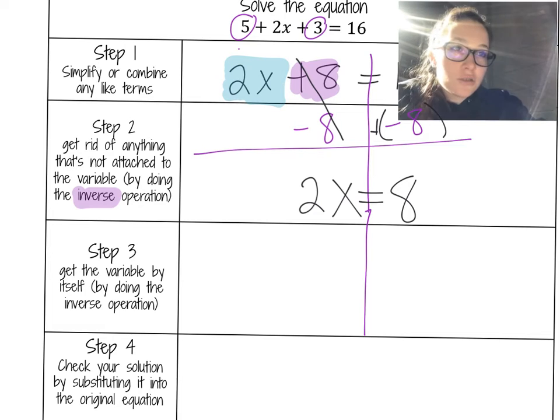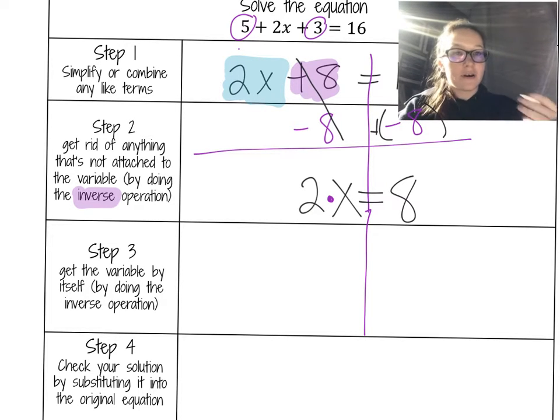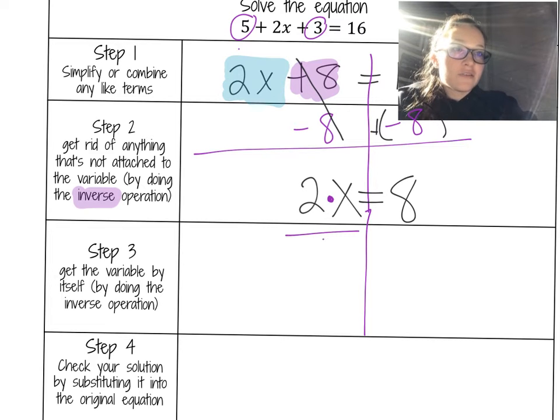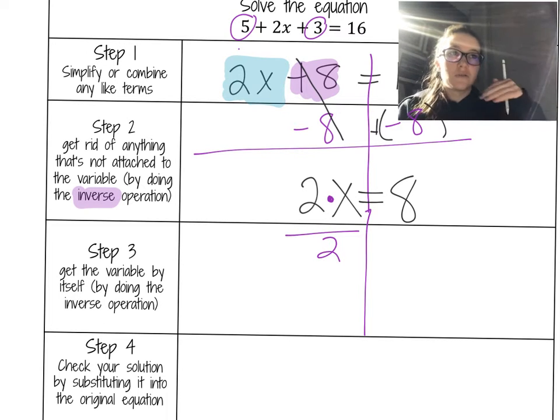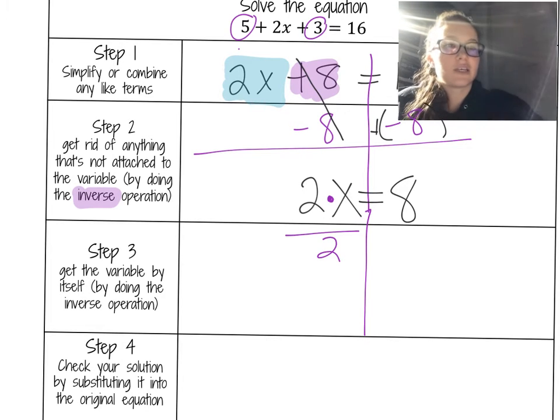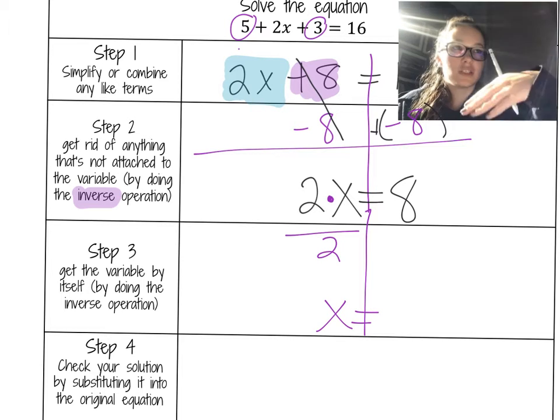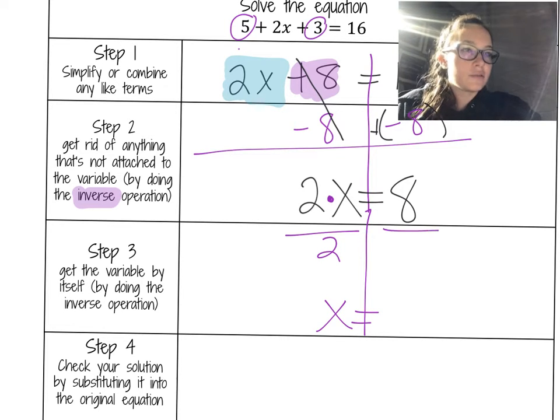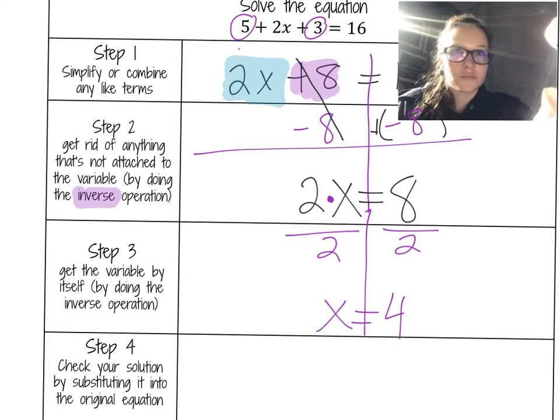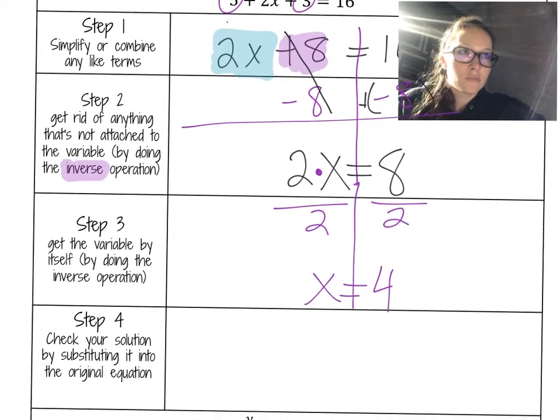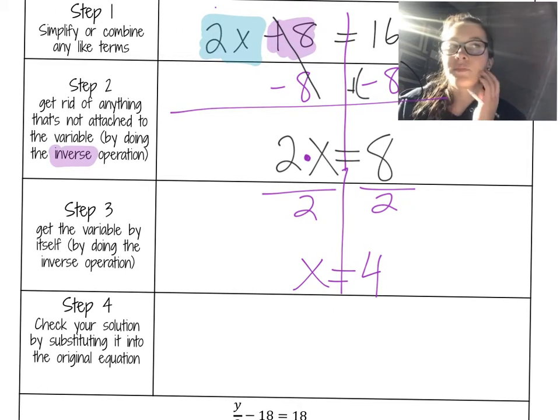So this is 2 times x. The opposite of multiplying is dividing. So if I divide by 2, 2 divided by 2 is 1. Okay, so that gives me 1x on this side. If I do it on the left, I have to do it on the right. So 8 divided by 2 is 4. So I think that my unknown number is 4.